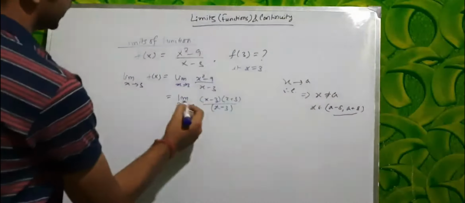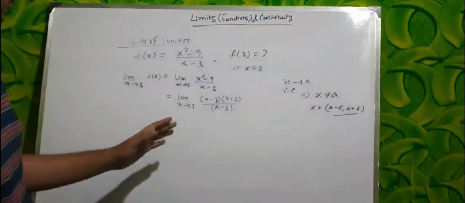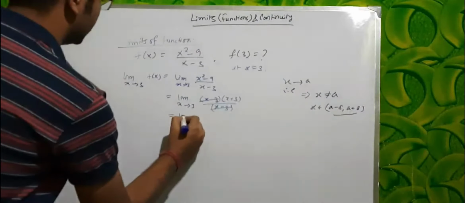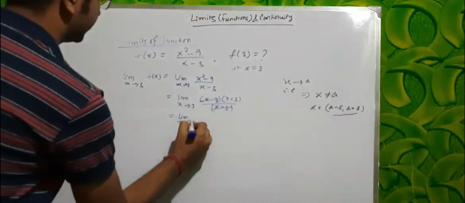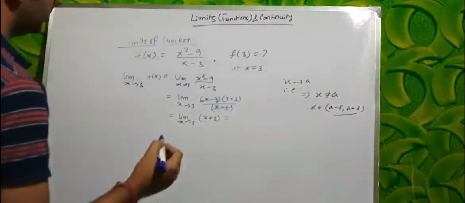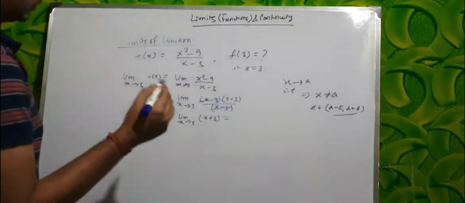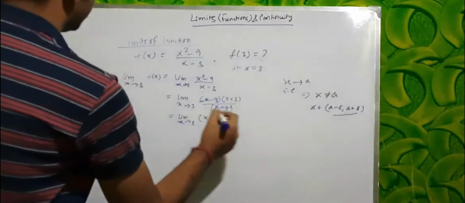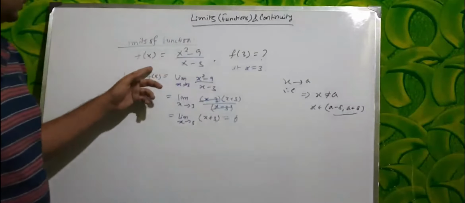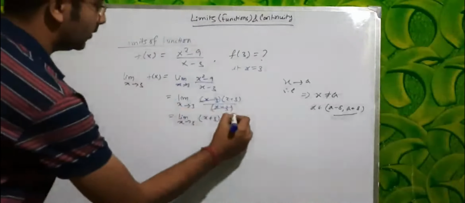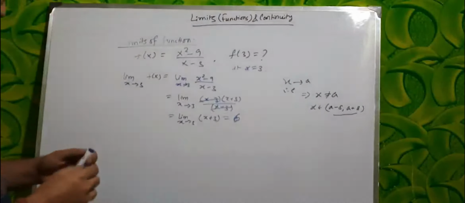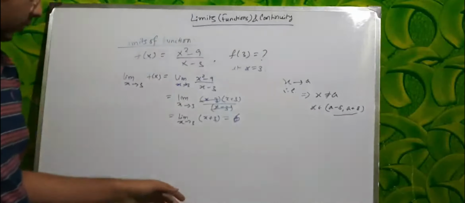Since x isn't actually equal to 3, we can cancel this factor, and what we get here is simply x plus 3. Now x is approaching 3, so we get 6. So what we have seen here is that if we try to find the limiting value of f(x) at x equals 3, we get the value 6. So that is the limiting value of a function.